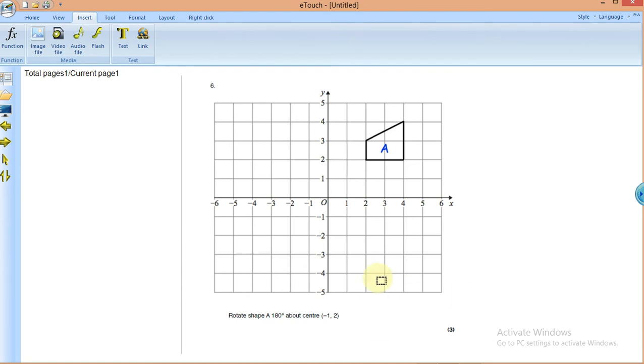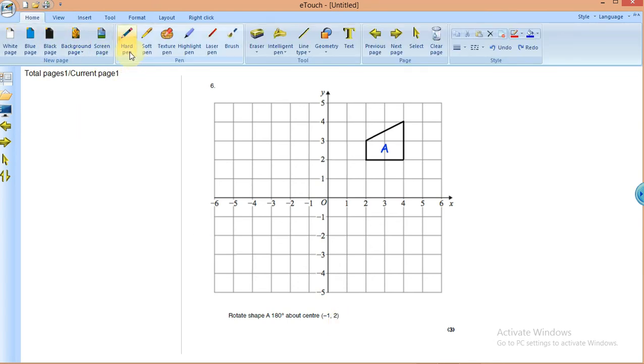Okay, so guys, look at this question now. Rotate shape A 180 degree about center minus 1, 2. That's a good one. So let's quickly go for the reference point. Center minus 1, 2. Center minus 1. This is minus 1 on the x-axis and 2 on the y-axis. So this is minus 1, 2. So I'm going to call this my reference point or rotation point. So rotation point, RP.